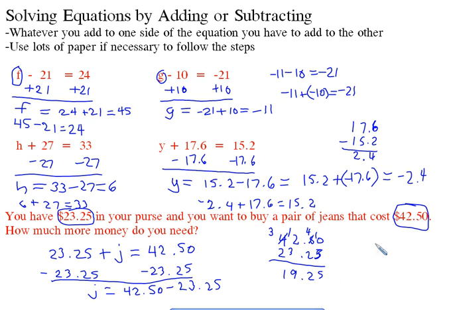Let's see if that makes sense. So I plug it right back into this equation over here. 23.25 plus 19.25. Is that going to be equal to 42.50? Yeah, it is, and that's great.